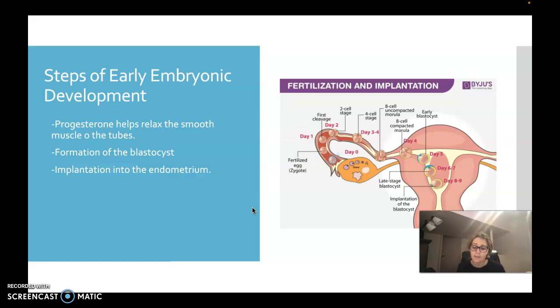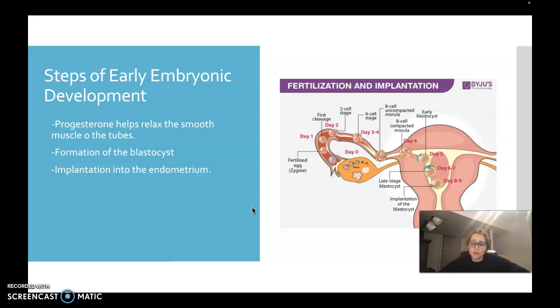Now we can talk about the steps of the early embryonic development after we know what happens in fertilization. So once the mitosis starts and the zygocyte starts moving down, it can take between 4 to 5 days for the zygote to reach the uterine cavity. The progesterone hormones will be secreted, and that would help the smooth muscle in the fallopian tube to relax so that the zygote can move down the tubes.